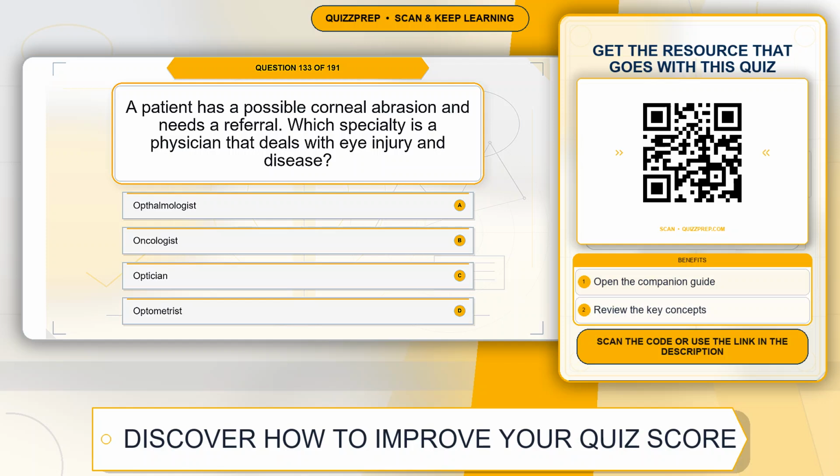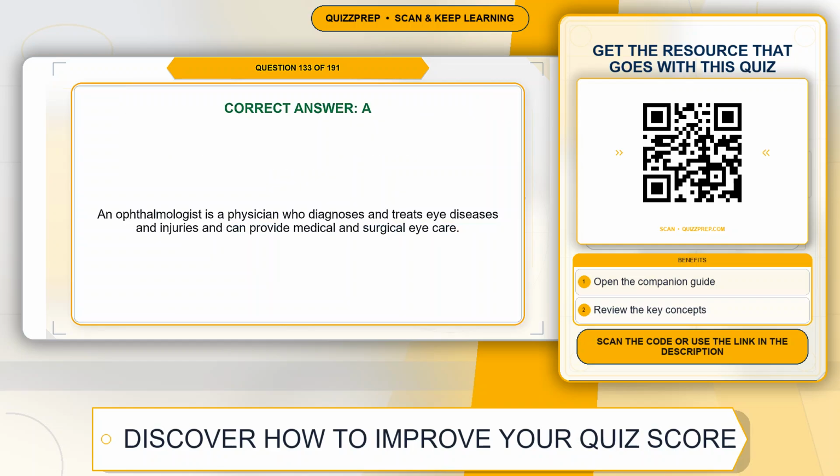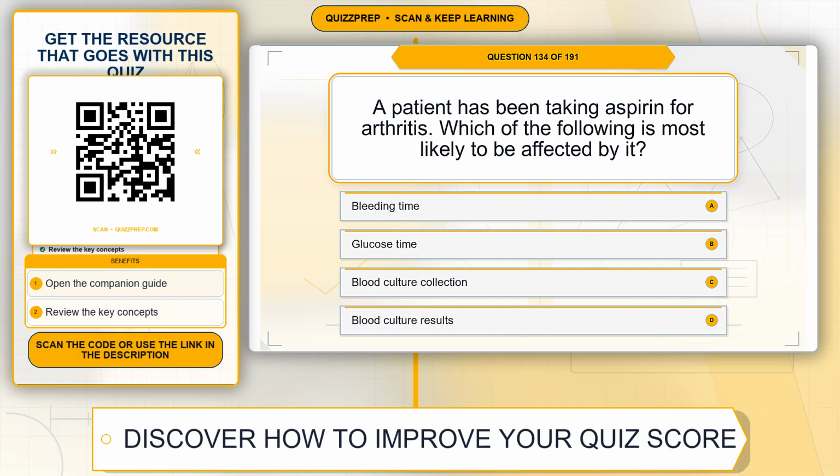Question 133. A patient has a possible corneal abrasion and needs a referral. Which specialty is a physician that deals with eye injury and disease? Option A, ophthalmologist. Option B, oncologist. Option C, optician. Option D, optometrist. The correct answer is option A, ophthalmologist. Explanation. An ophthalmologist is a physician who diagnoses and treats eye diseases and injuries and can provide medical and surgical eye care.